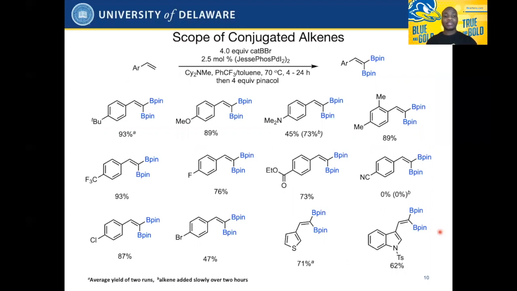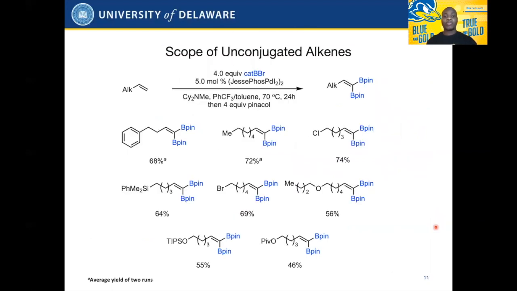It is safe to say that this reaction is compatible with a variety of functional groups ranging from electron-rich styrene to electron-poor styrene, as well as aryl halides, thiophenes, and protected vinyl indole. And apart from conjugated alkenes, we also studied the scope of unconjugated alkenes. What we found is that these were also good substrates for this reaction, as these products were isolated in very good to good yields, showing good compatibility with alkyl chlorides, alkyl silanes, alkyl bromides, and ethers, as well as protected alcohols.